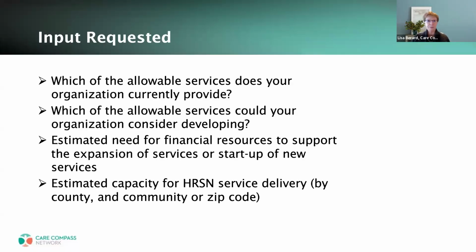Next slide, Amira. So the information that we'll be looking for. As your organization reviews the list of allowable services, which of those do you currently provide? Which of the services that you don't currently provide would your organization consider developing? We're going to ask that you estimate the need for financial resources that would support the expansion of services or the startup of new services, and to estimate your organization's capacity for delivering those services, referencing back to over 63,000 people who are qualified for these services.